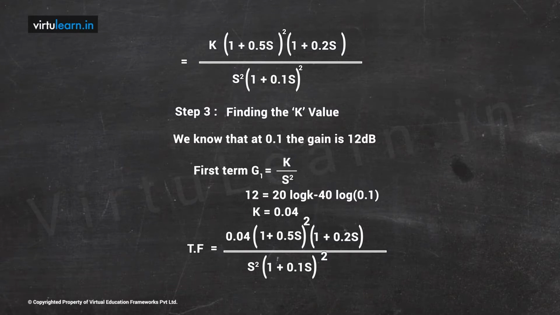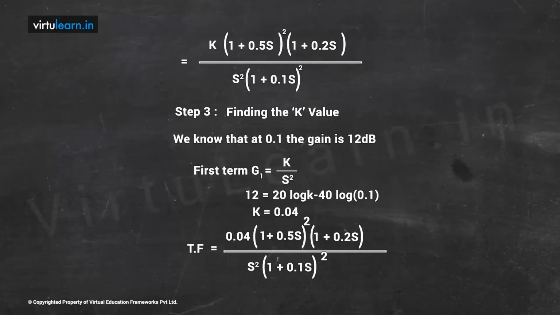Then what is my total transfer function? Transfer function is 0.04 into (1 plus 0.5s) whole square into (1 plus 0.2s) divided by s square into (1 plus 0.1s) whole square. So this is in time constant form. You can also write it in pole zero form. Then you can find out the corresponding transfer function. So this way we can find the transfer function.